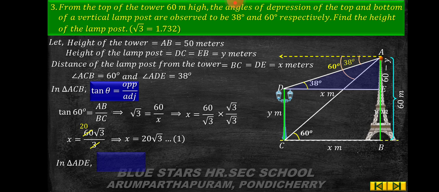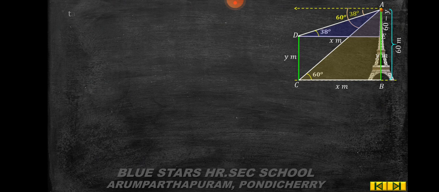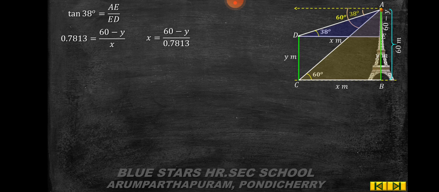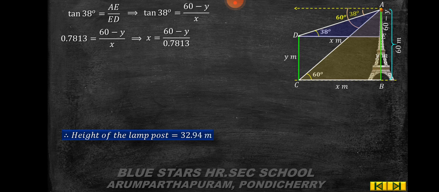Then in triangle ADE, tan theta is equal to opposite by adjacent. So tan 38 degrees is equal to AE by ED. Tan 38 degrees is 0.7813, which is equal to 60 minus y by x. Therefore x is equal to 60 minus y divided by 0.7813, which is your equation number 2.